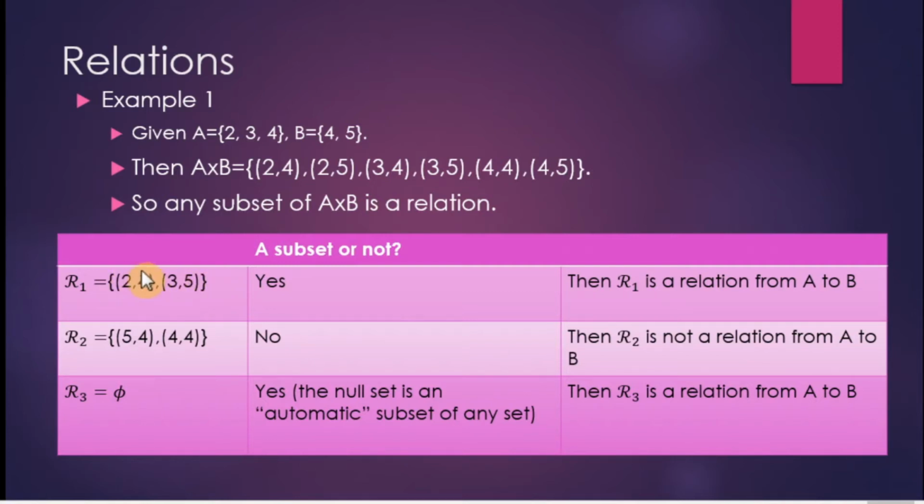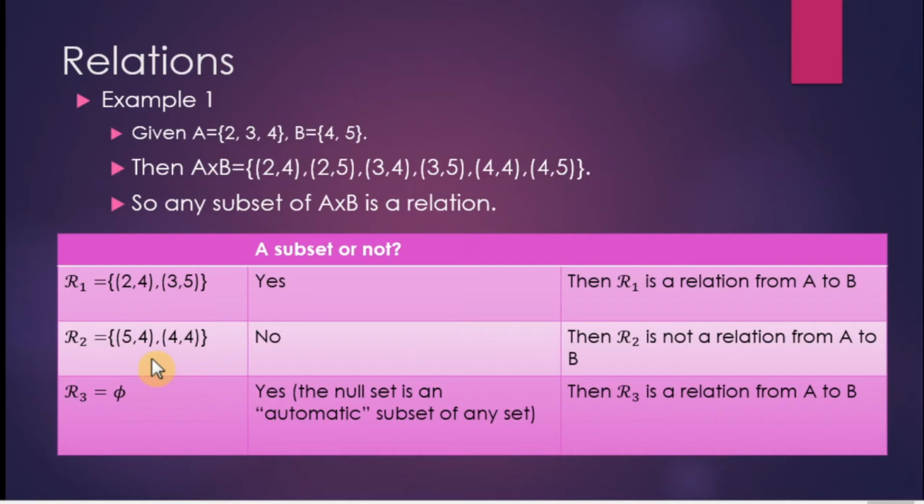If this is to be a relation from A to B, then this set must be a subset of the cross product. So we check that the 2 points are also elements of the cross product. Yes, the 2 points here are elements of the cross product. Therefore, this is a relation from A to B.